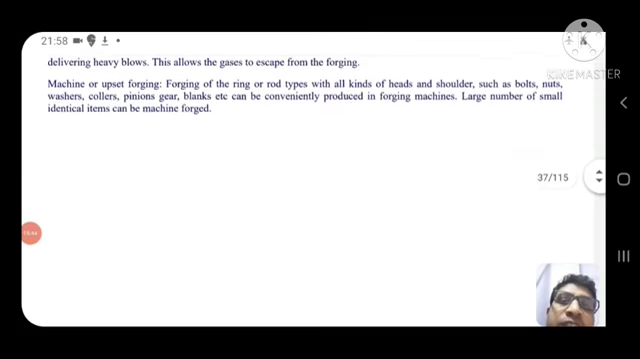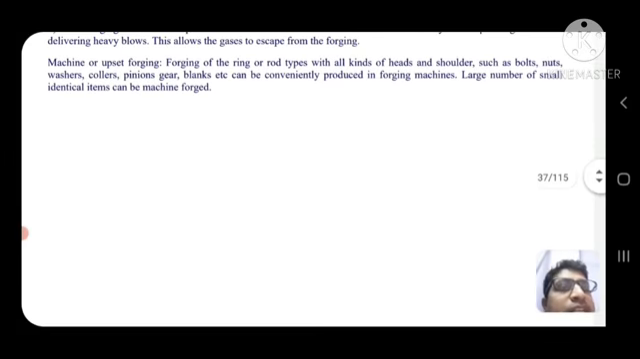Machine or upset forging. Forging of ring or rod types with all kinds of heads and shoulders, such as bolt, nut, washer, collar, pinion, gear blank, etc., can be conveniently produced in forging machines. A large number of small identical items can be machine forged. Okay, machine or upset forging, this one.